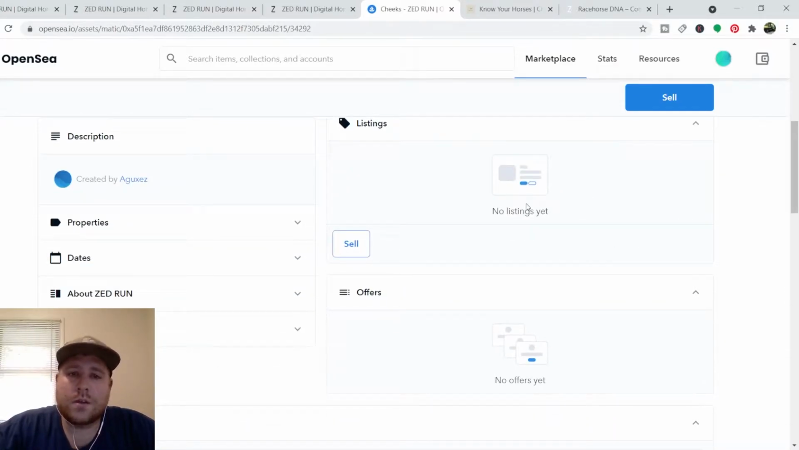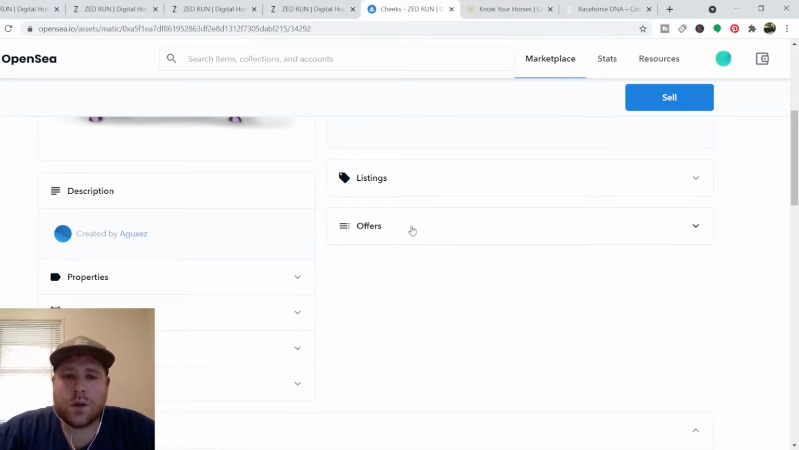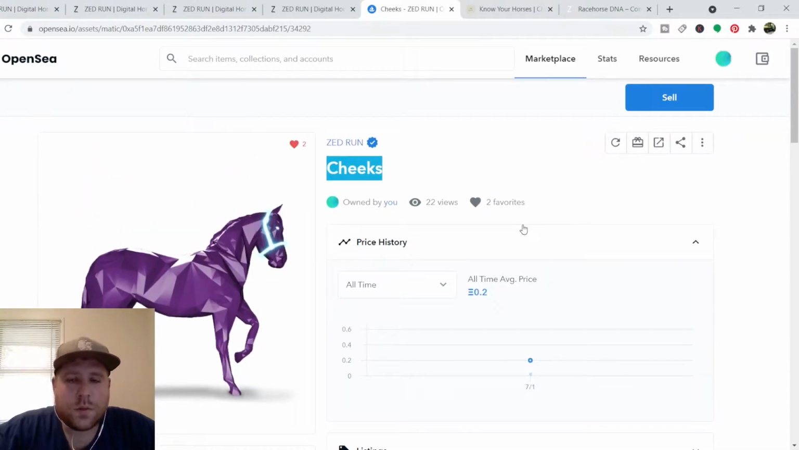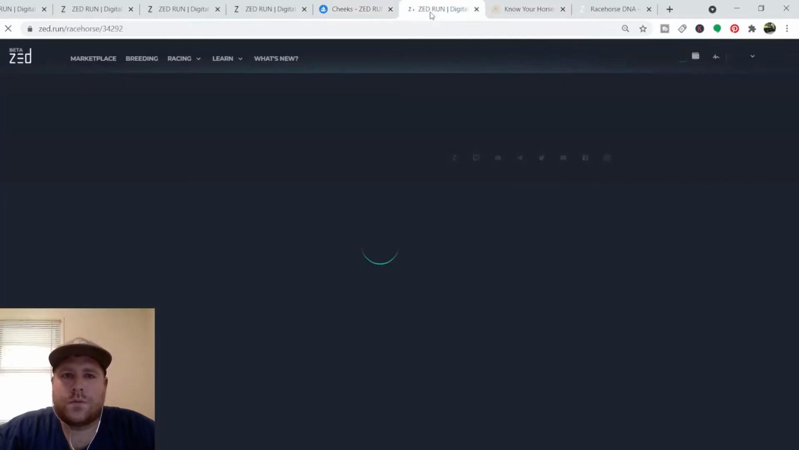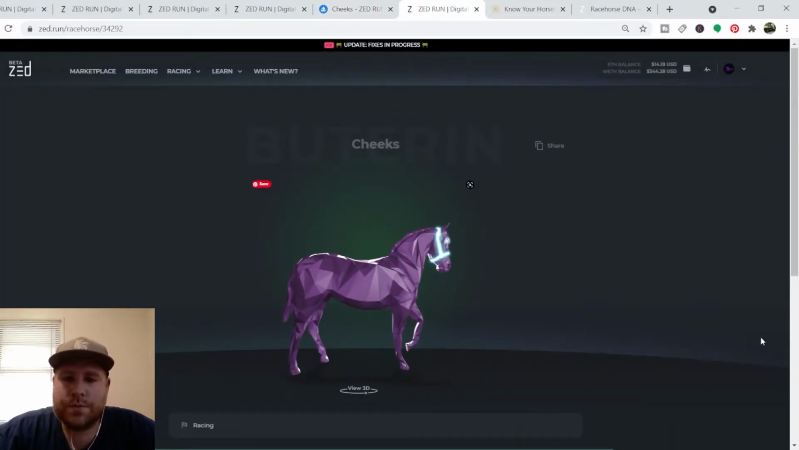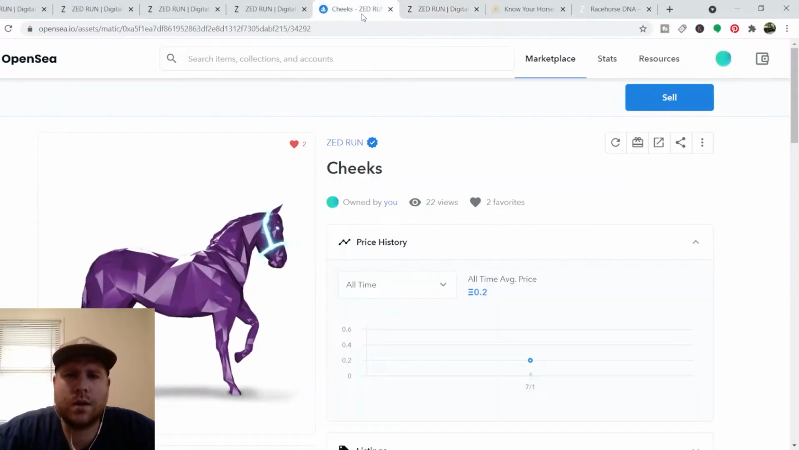Anytime it's ever been listed, or if it's currently listed and if the price has been reduced, horse has been transferred, all that kind of stuff. Any offers currently on the horse. You have your views, who owns it, how many times it's been favorited. And then if you click this right here, it will transport you to the horse on Zed, like so. So here's the horse on Zed. Okay. So we'll go over that here in a second.